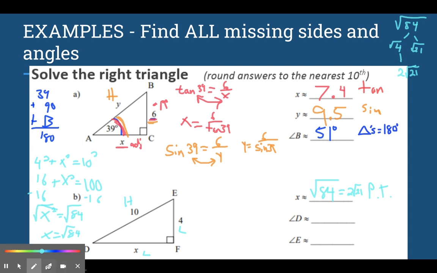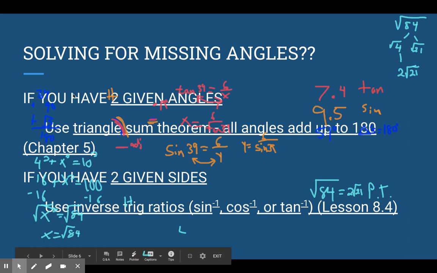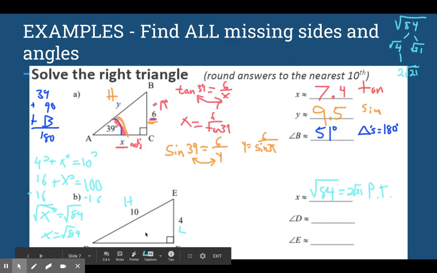Okay, now if we're solving angle D and angle E, let's go with a green color for angle D. Notice if we go back and check, solving for missing angles, sorry for the mess, we have just 2 given sides and no other angles. That means we're going to use inverse trig for both of these.